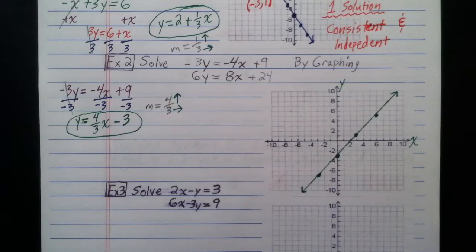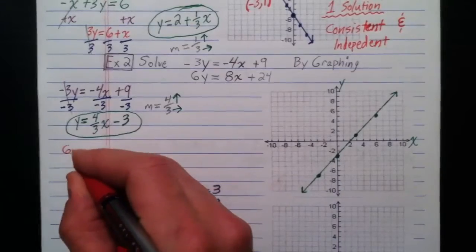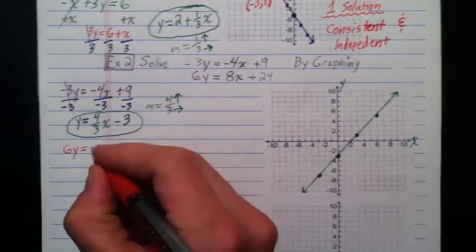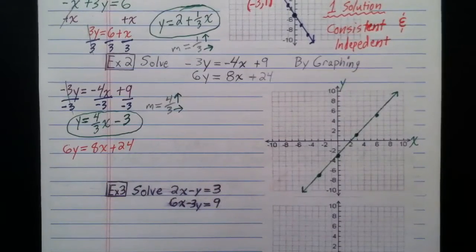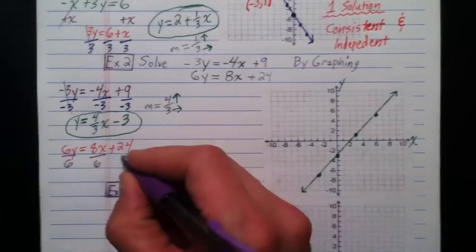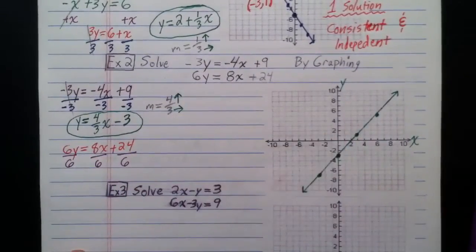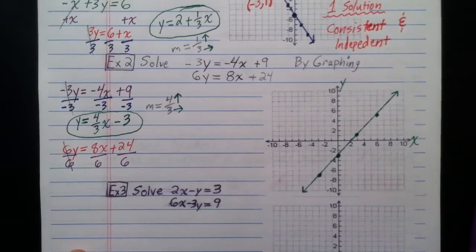Let's solve the next one. 6y equals 8x plus 24. Okay. Once again, this is just going to require one step. Divide everything by the y coefficient 6, which will cancel out the 6's, get y by itself. And we want to reduce any fractions, if possible.